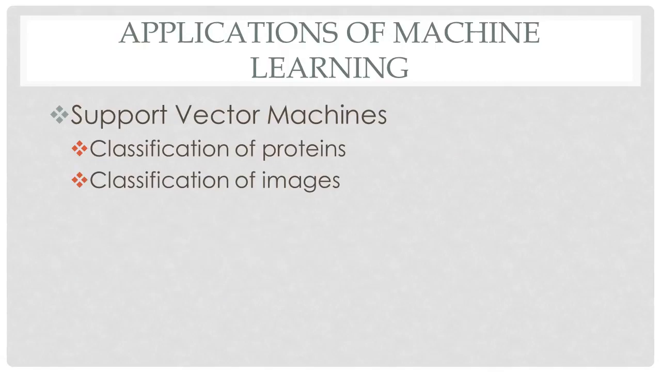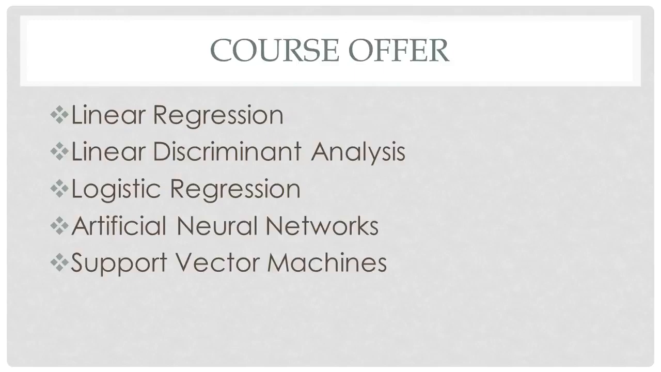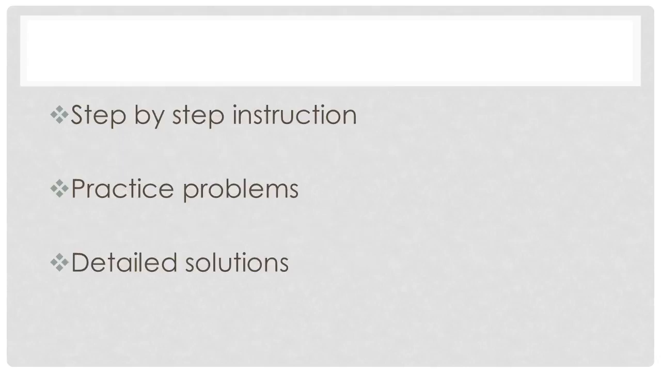Real-world applications of support vector machines include classification of proteins and classification of images. In this course, I cover core topics such as linear regression, linear discriminant analysis, logistic regression, artificial neural networks, and support vector machines. I explain each definition and go through each example step by step so that you understand each topic clearly. Throughout the course, there are practice problems for you to try. Detailed solutions are provided after each problem set.